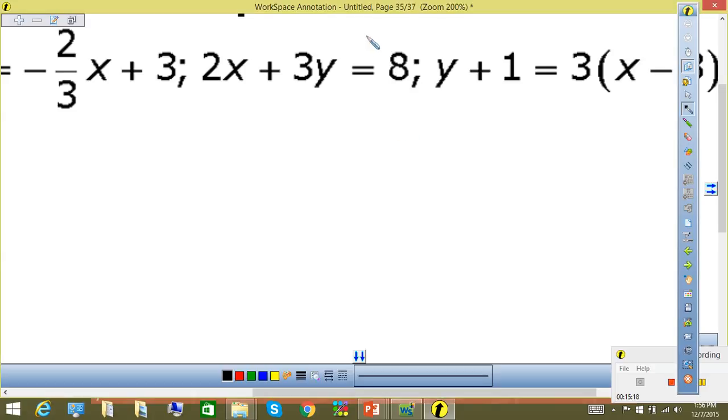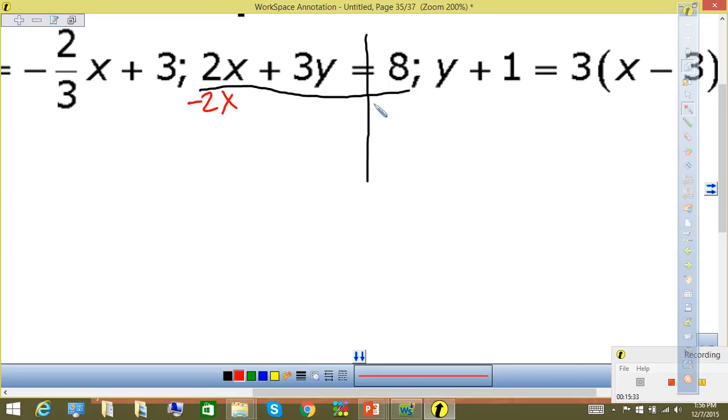So, line down the equal sign. And right now we're focused on this one right here. Okay, so what do I need to do to leave y by itself, everyone? Subtract 2x. We're left with 3y equals negative 2x plus 8.